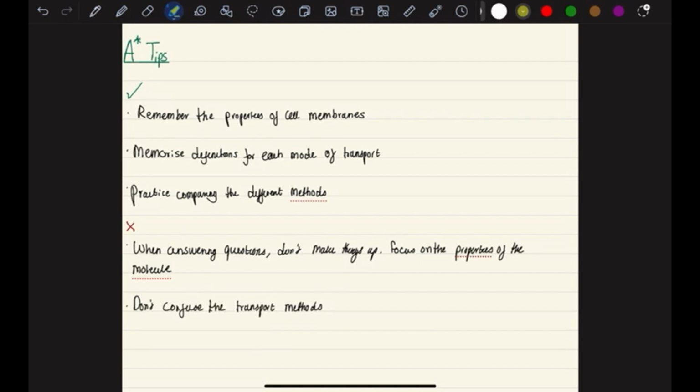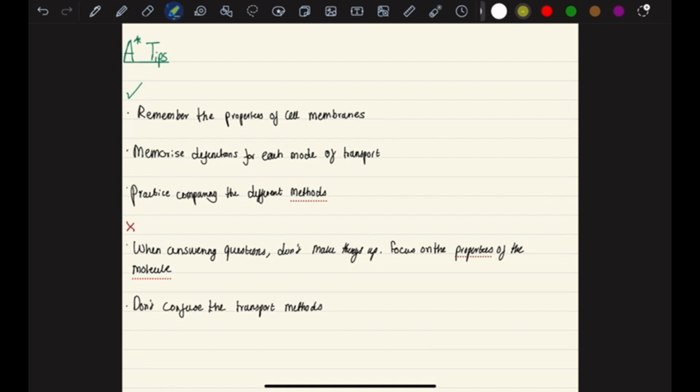Okay, so it wouldn't be an A-star Demola video without the tips. But unfortunately, I don't think there's too many A-star tips that I could think of for this. In terms of what you should do, remember the properties of the cell surface membrane. If you need to have a look at phospholipids or the cell surface membrane, that was in the last biology video. Memorize the definitions, guys. Really easy marks to get if you just know the definitions. And practice comparing the different methods. We had that example of diffusion and active transport. I'd say be very comfortable doing that. If you do stick to the definitions, you should be able to just pick off those points.